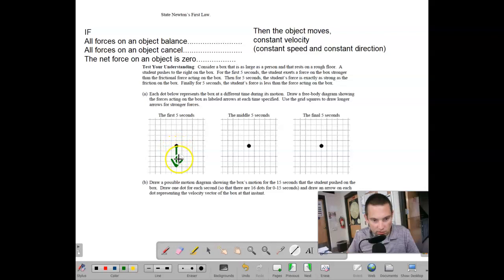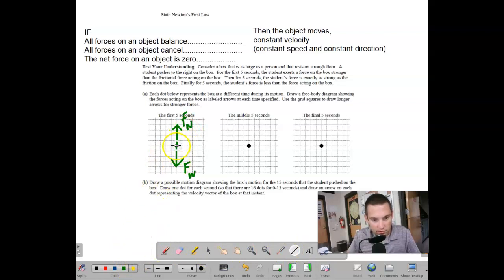1 box, 2 box, 3 box, 4 boxes. They cancel each other out, so they need to be exactly the same length. If this were a question on a test of some sort, then it's important that you make those exactly the same length. So the weight is going down and the normal force is going up. So that's our vertical direction.